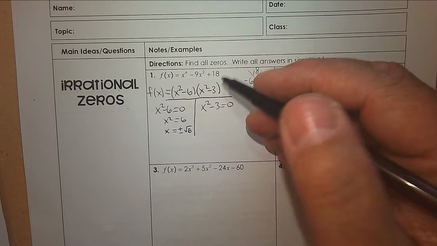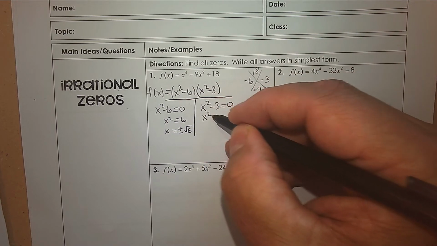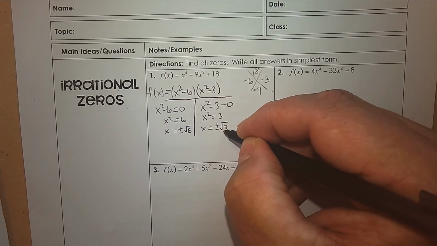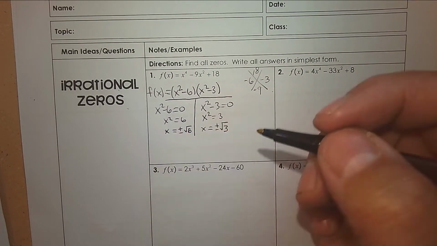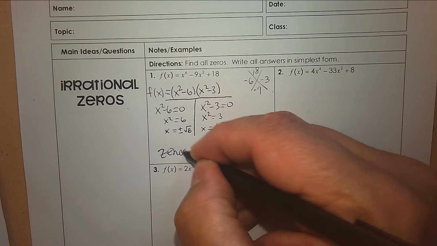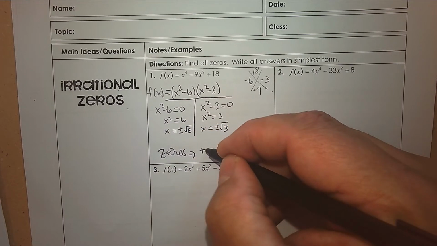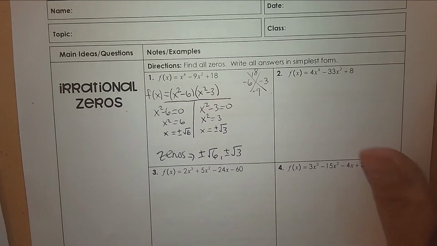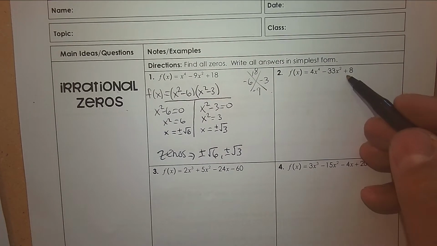It's just root 6. I'm going to do the same work here. I'm going to add 3 and then take the square root. Remember, the answer is positive and negative. So the zeros are positive and negative root 6 and positive and negative root 3. All four are irrational.